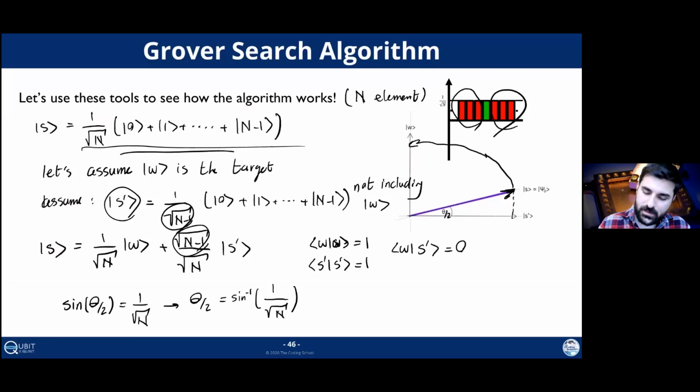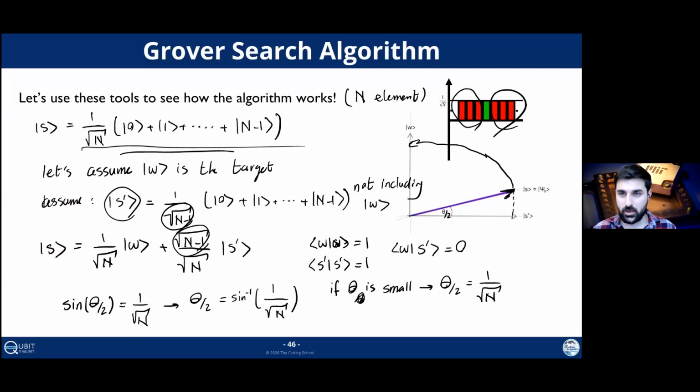Now, of course, if theta is small, then, okay, so let me write this. This is a property from geometry. But if theta is small, then theta over 2 is just going to be equal to 1 divided by square root of n.